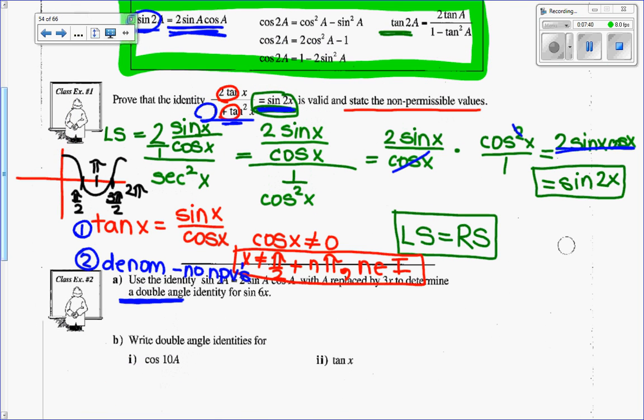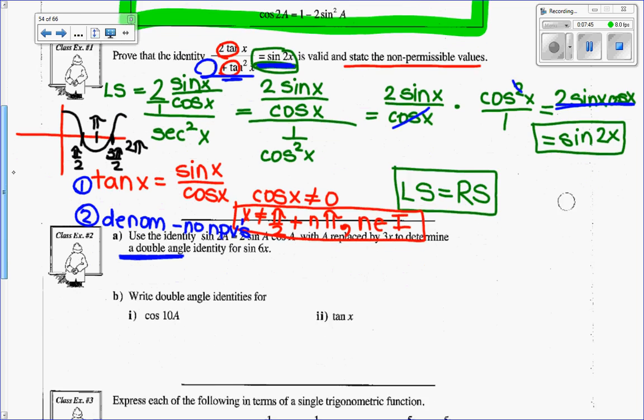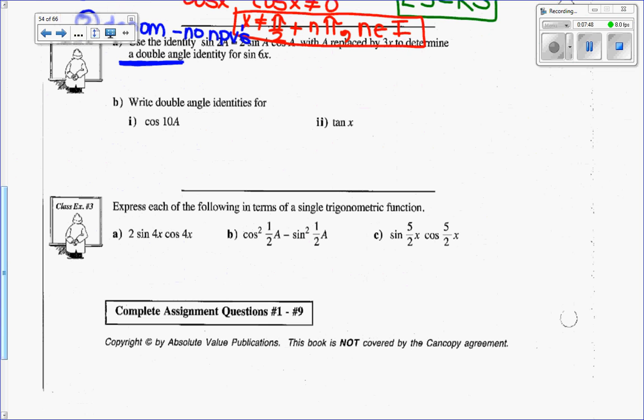There we go, move it back up to where it was. We want to come up with one of those as our final answer. A double angle identity for sine 6x. Okay, so we want to be able to say that sine 6x is sine 2 times something. That's what a double angle identity would be. So think about that for a minute. Sine 6x would be the same thing as sine 2 times what? Well, obviously 3x, right?